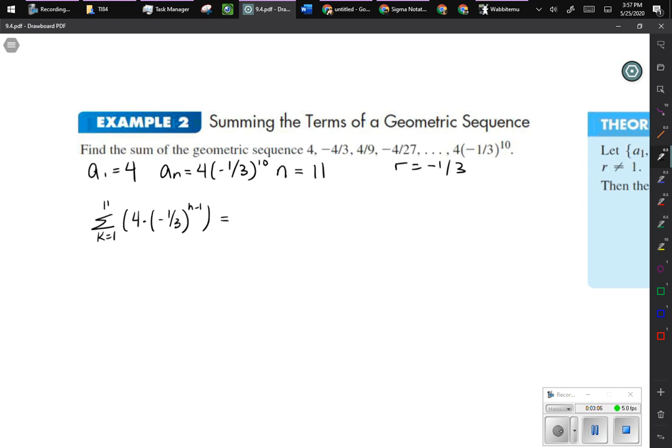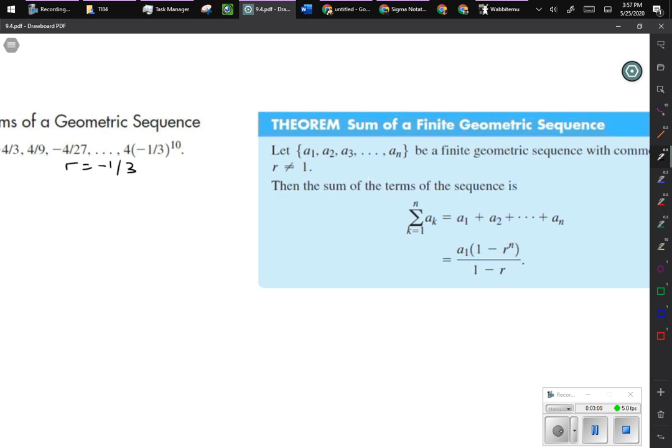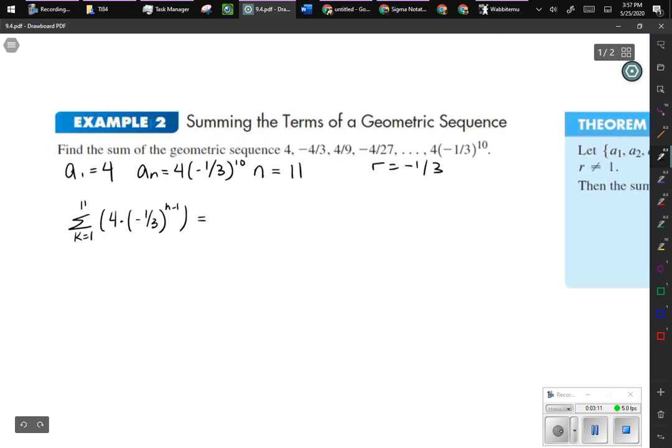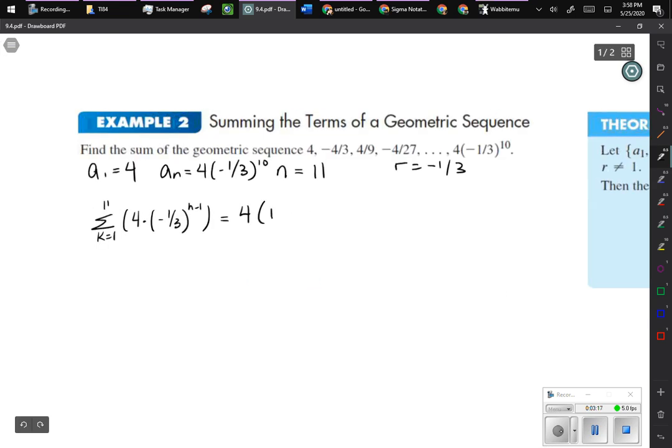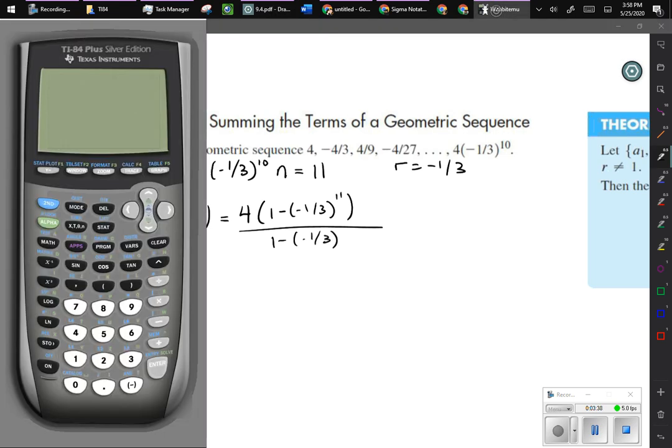And we need to use the formula, so a sub 1, that'd be 4, times 1 minus r to the n, 1 minus my common ratio, negative 1/3, to the n, over 1 minus r. Oh, and I should be plugging this stuff in, so n is 11, and r is negative 1/3. So take all of that, you can plug it into your calculator. I'll clear that and do it again.